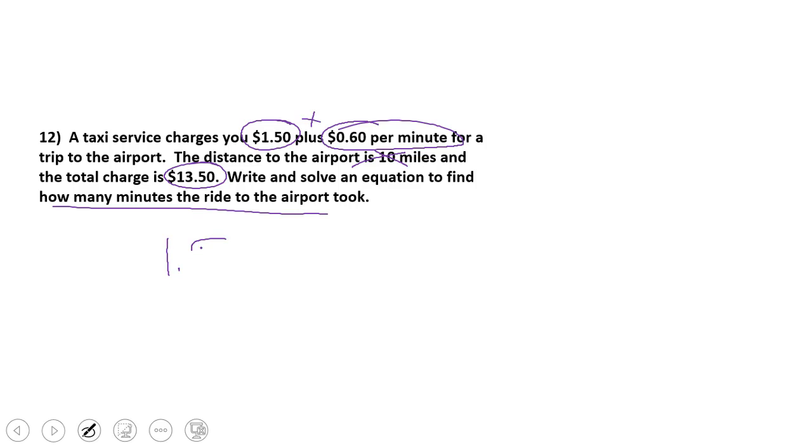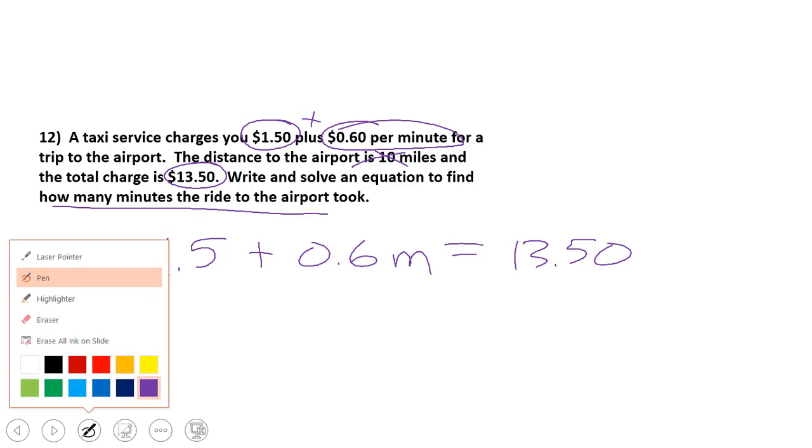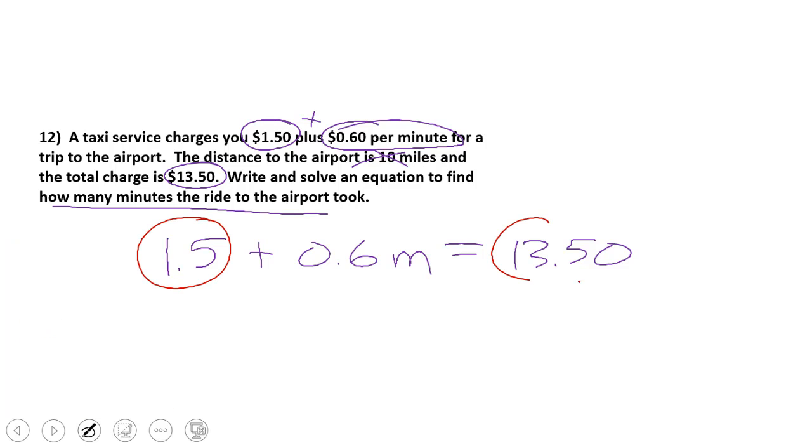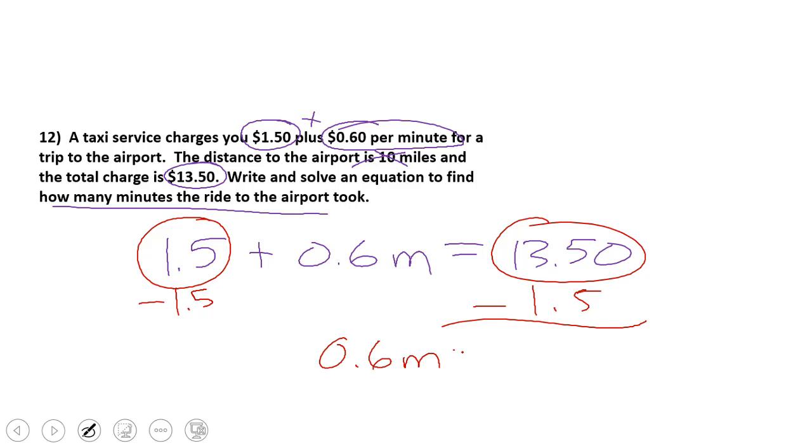So they charge me $1.50. I'm going to write that as 1.5 plus 60 cents per minute. Well, I'm going to represent each minute with an M. And I know that the total of that was $13.50. Combining like terms, this $1.50 and the $13.50 are like terms. They're on opposite sides, so I'm going to subtract the 1.5. And I know that now 0.6 M is equal to 12. And then I have a simple equation, and all I need to do is divide out the 0.6 because that's the inverse of multiplying. And I find that M equals 20. So it was a 20-minute drive.